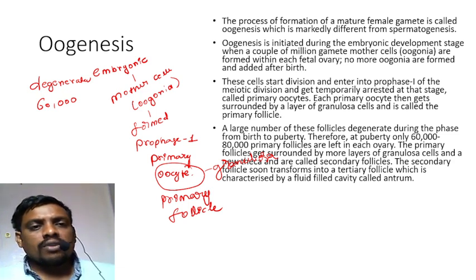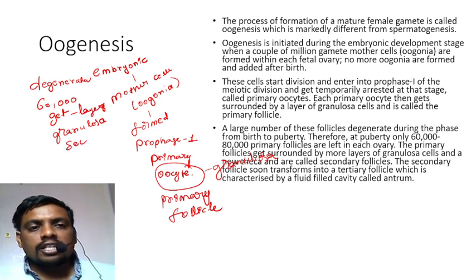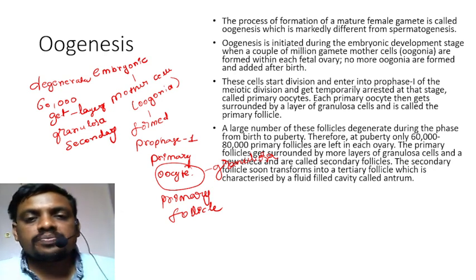The primary follicles get surrounded by more layers of granulosa cells, and a new theca, and are called secondary follicles. What are they called? Secondary follicles.